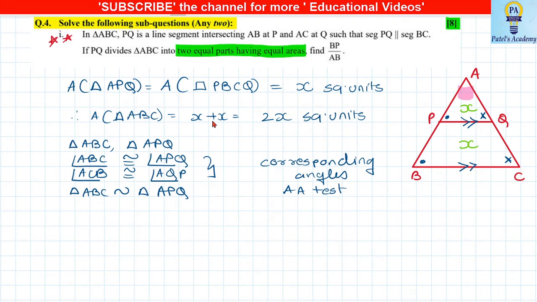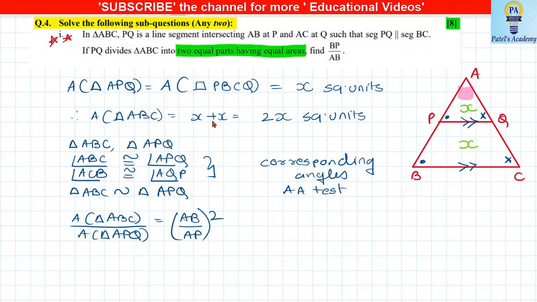Now as the triangles are similar by AA test, can we say that area of triangle ABC upon area of triangle APQ equals (AB upon AP) whole square? Now this property is nothing but the ratio of areas of similar triangles.